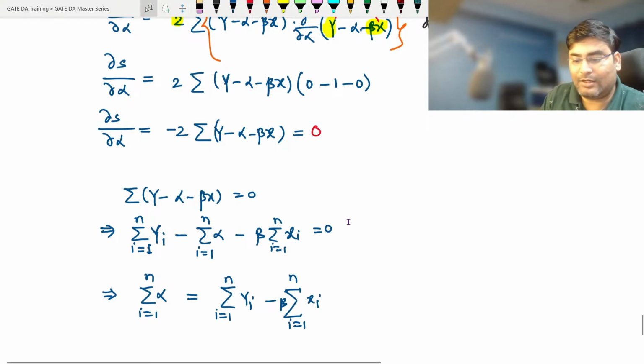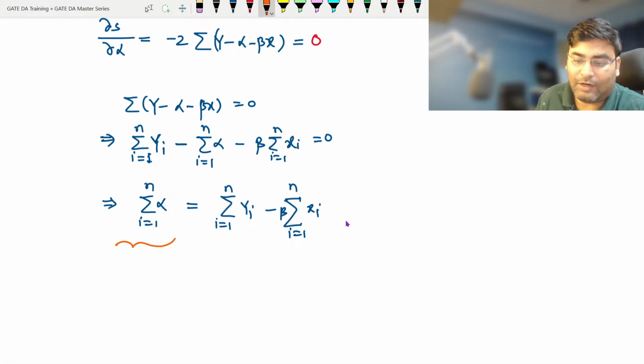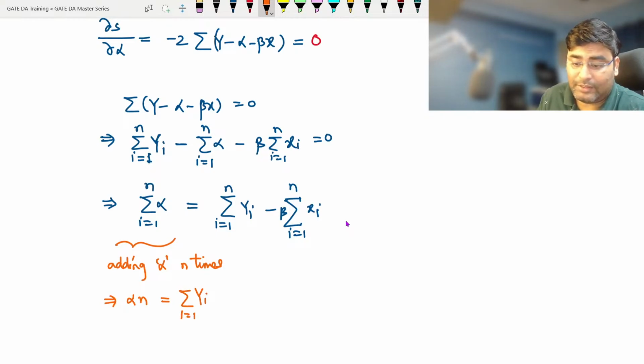See that? Now you know that if you are doing alpha addition n times, what is the interpretation of this? You are adding alpha how many times? Adding alpha n times, right? That's what it means. So then you will write alpha times n equal to what? Sigma y_i, i equal to 1 to n, minus beta sigma x_i, i equal to 1 to n, right?